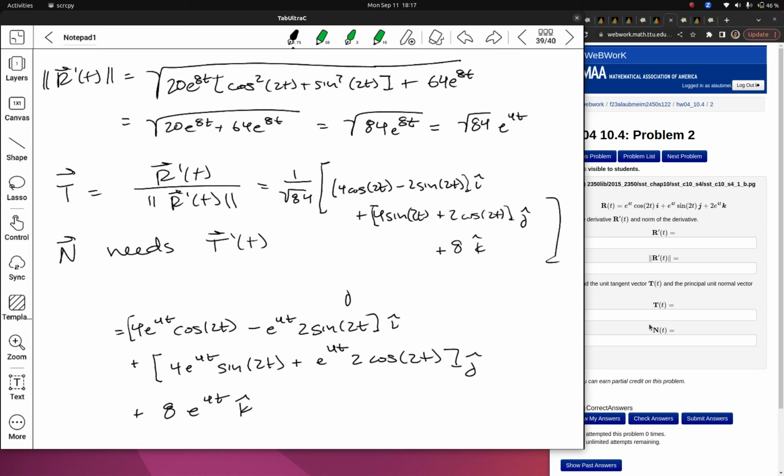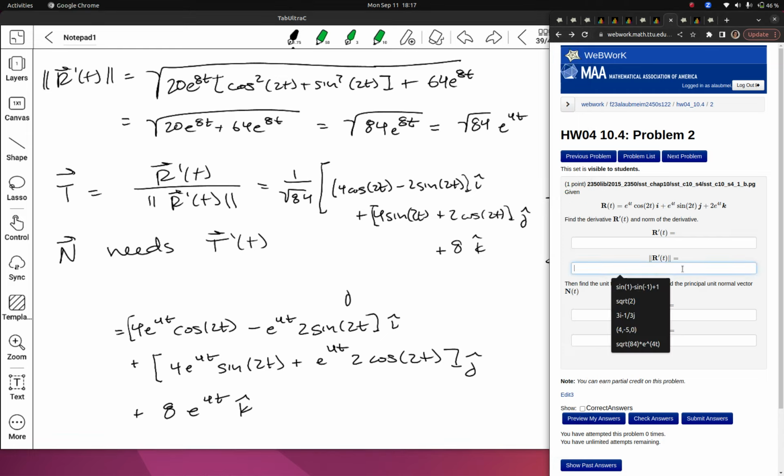And then I can combine, this is just two terms that look like e to the 8t. So I combine them by adding together their coefficients. And I'm not sure if root 84 simplifies anymore, I just left it. But root e to the 8t becomes e to the 4t. And so this would be your answer in the second box.